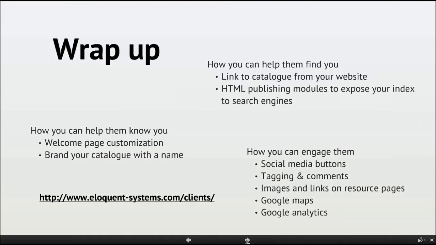So to wrap up, what we've looked at today are a few different strategies. One, for how you can help people find you, you can link to your catalog from your website or a number of other sites. Anywhere where you think your users are and where your audience lives, put your link out there and invite them to come in. We also have the HTML publishing modules that will expose your index to search engines. So how can you help them know you? Well, we can customize your web page, and you might also want to think about branding your catalog with a name. And how can you engage them?